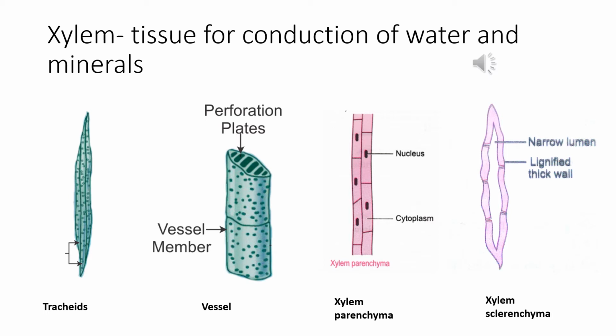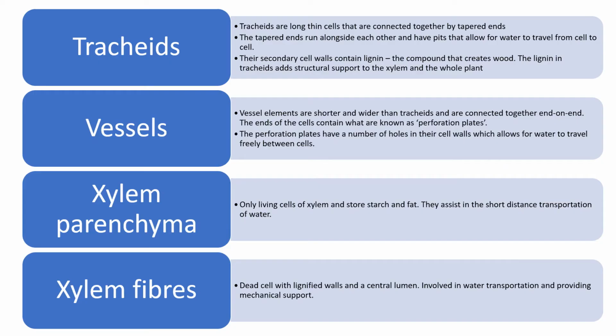The only living element of xylem is xylem parenchyma, which has very thin-walled cells with nucleus and cytoplasm in them. The fourth element of xylem is xylem sclerenchyma, which is also a dead element, and it has a very lignified, thick cell wall which provides mechanical support to the plant, and it has a very narrow lumen. So these are all the components of the xylem, which is the tissue for conduction of water and minerals.